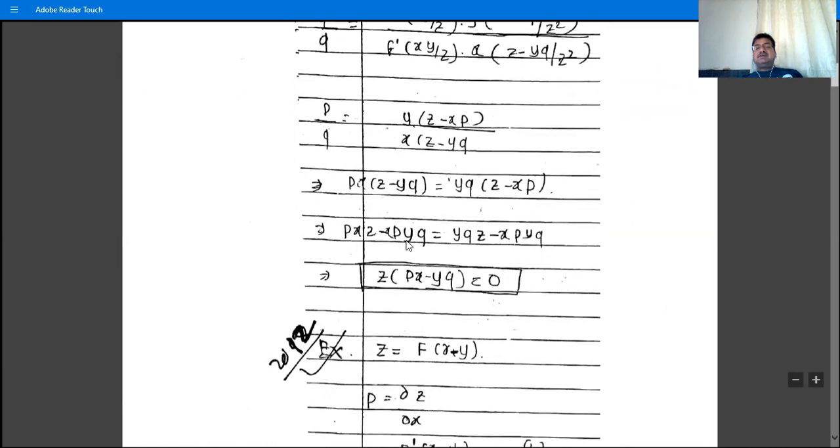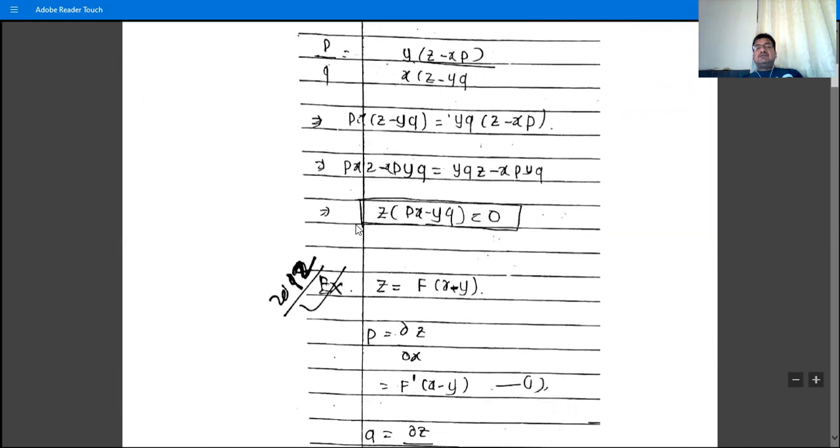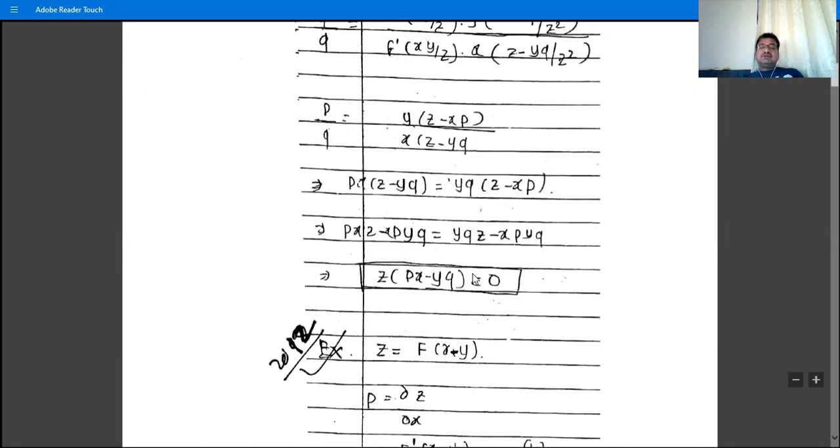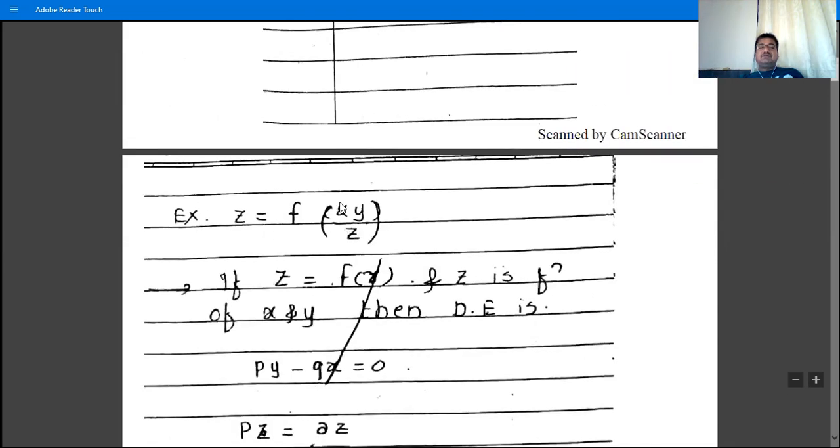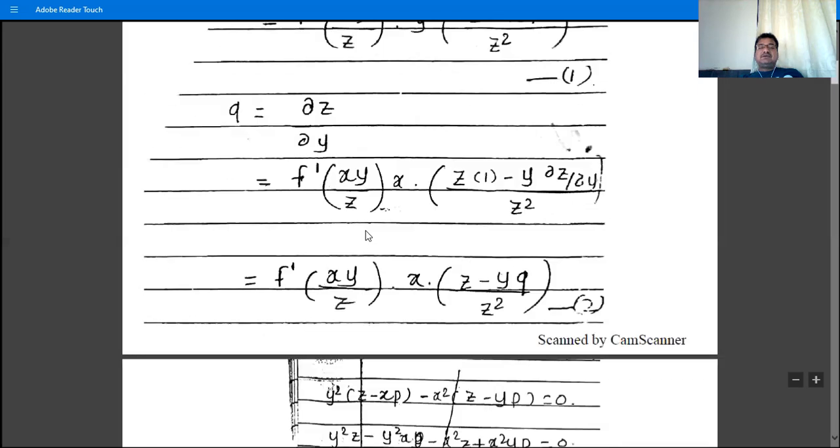That is pxz minus pxy is equal to yqz minus xypq, and then minus xypq on both sides get cancelled. So we have z (px minus yq) is equal to 0, and this is the corresponding partial differential equation. So the solution of this differential equation is z is equal to f of x into y by z.